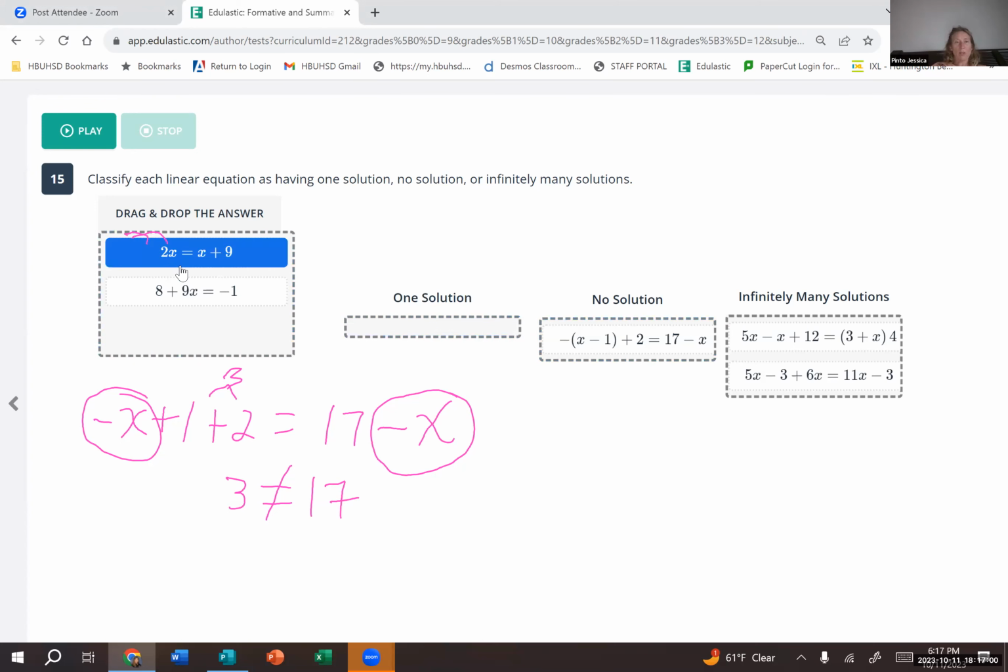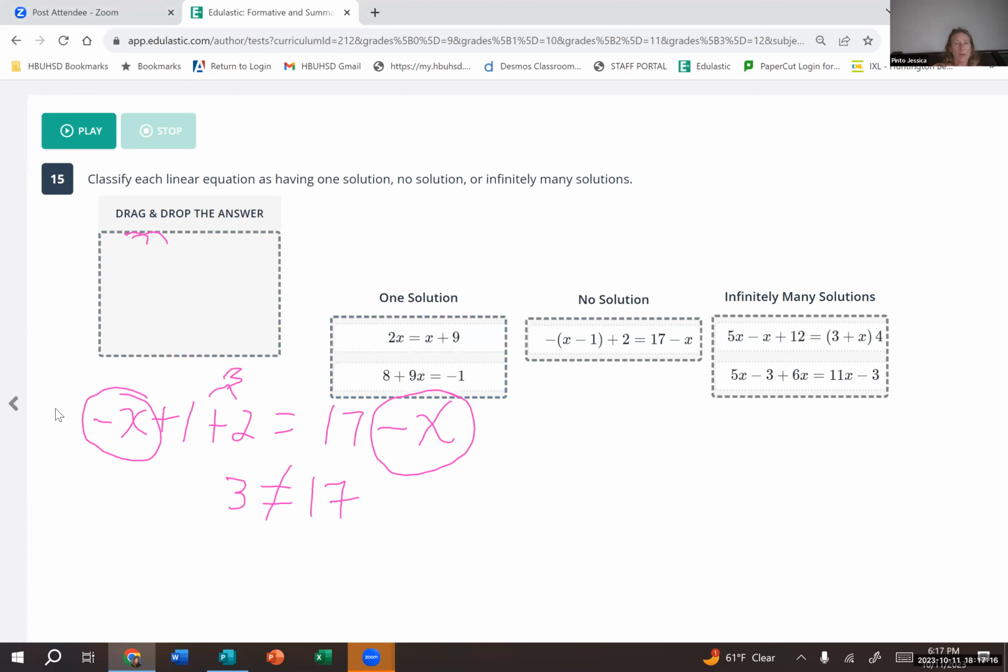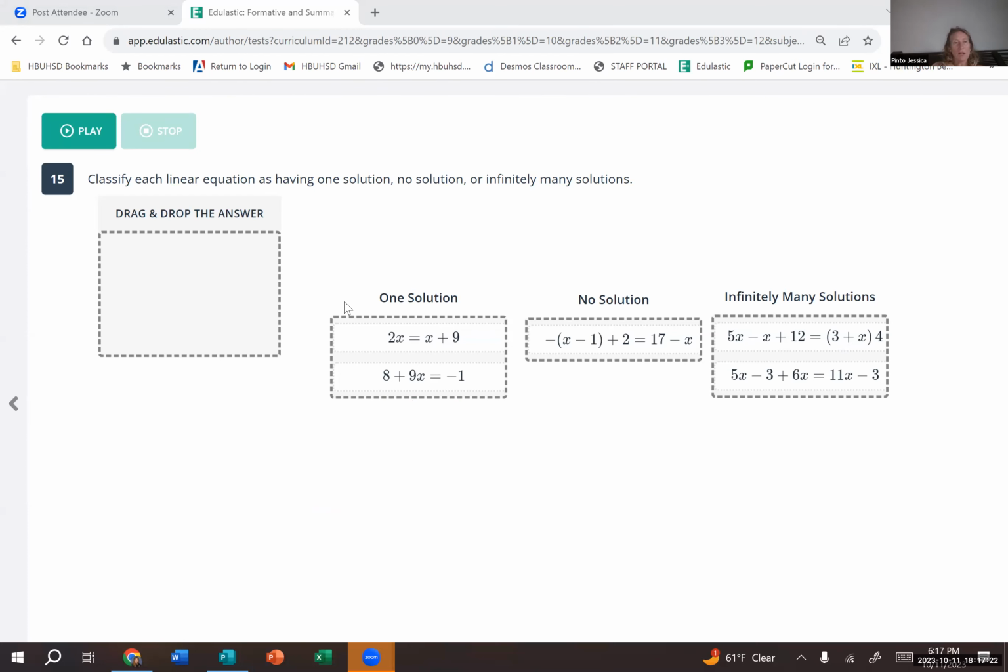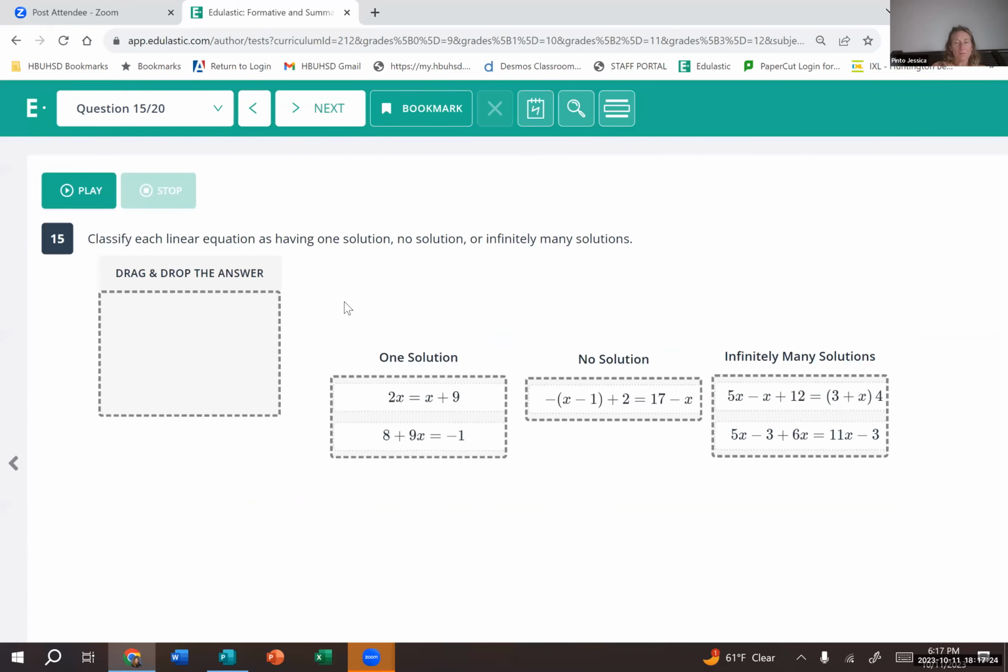Okay. The next one, 2x and x, those are not the same coefficient. That just means that there's going to be one solution. And 9x, and there's no other x. This is just one solution. You would be able to solve that and get an answer for x. So we just have to remember that rule. Infinitely many and no solution have to do with having the same x on both sides of the equal sign, which just means they would cancel out. If you get a true statement, it's infinitely many, and if you get a false statement, there's no solution.